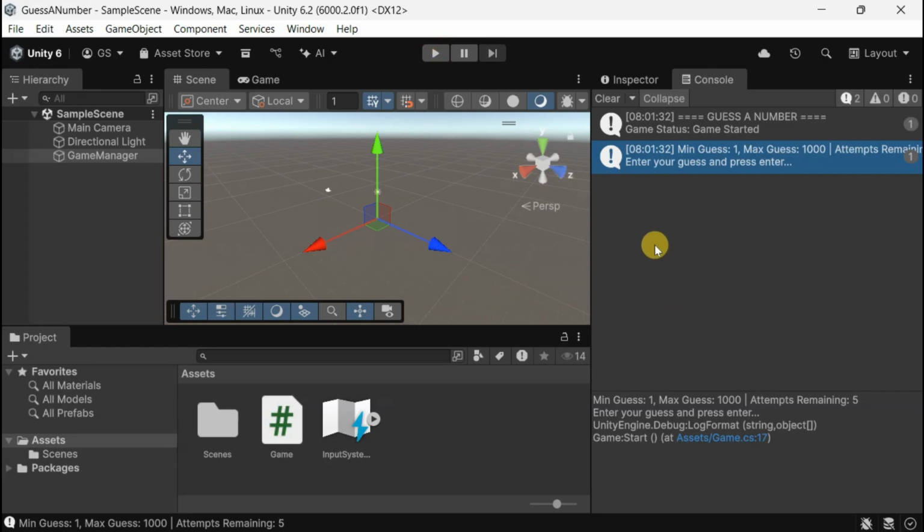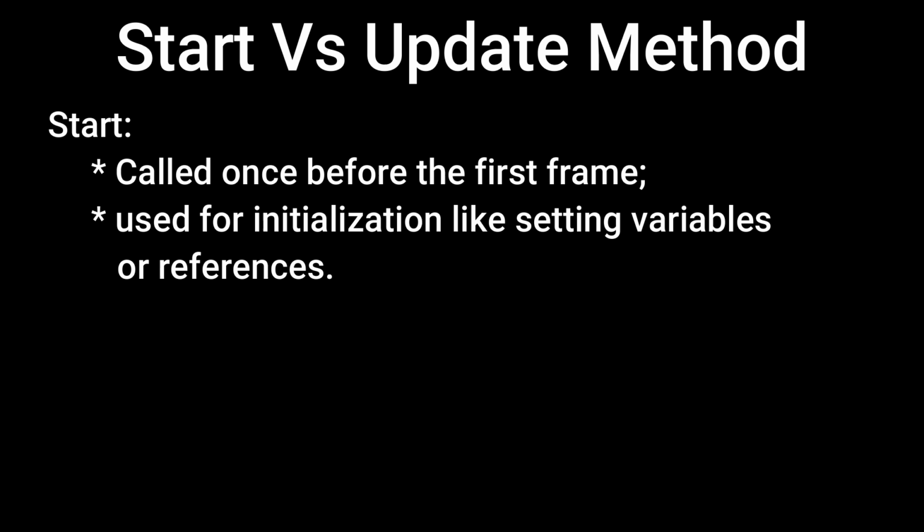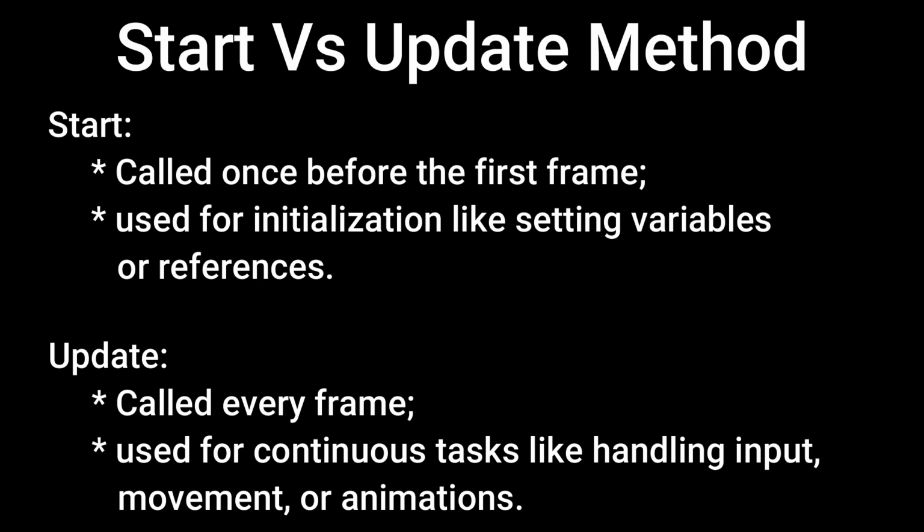Let's start with something you can see immediately, the difference between start and update methods. This is fundamental to how Unity works. Think of start as your game's morning routine. It happens once when your game object wakes up. Update is like your heartbeat. It happens every single frame, continuously throughout your game's life.